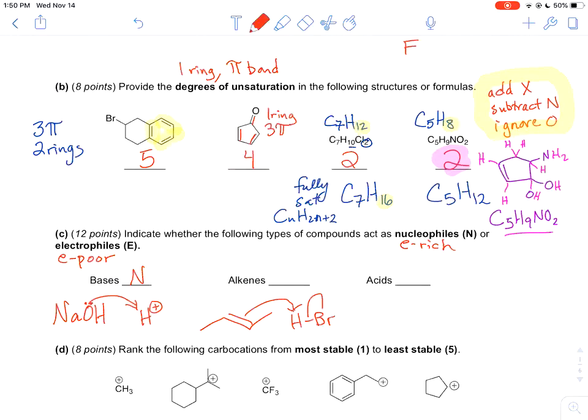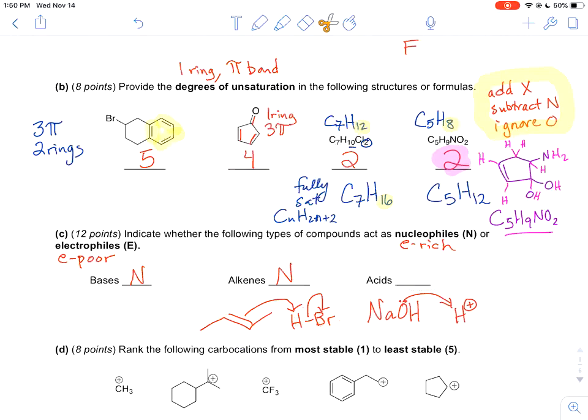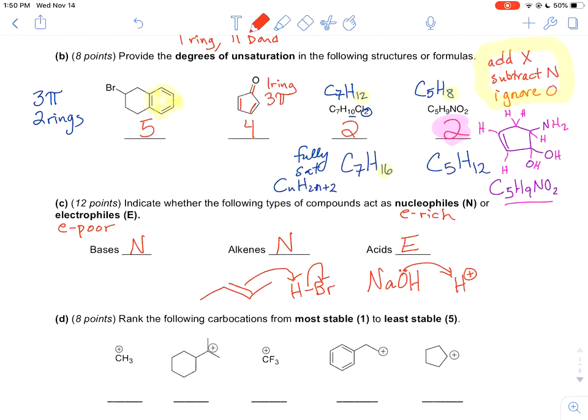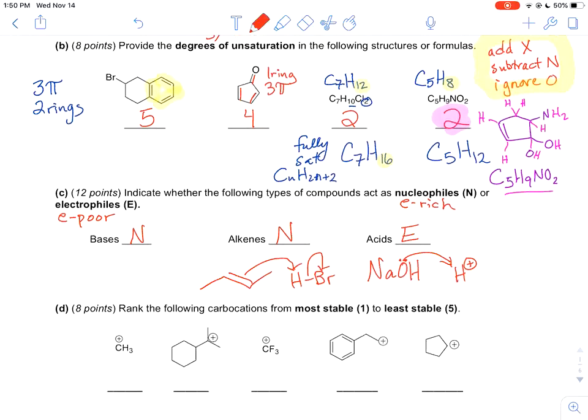We saw several examples in class where an alkene was electron-rich and donated its electrons, in this case to the hydrogen of hydrobromic acid. So we see that the alkene is also a nucleophile. In the example earlier, we saw that this acid, the thing with the proton, was accepting electrons, so it must have been electron deficient, or an E for electrophile. And then the last example down here, we want to figure out what's the most and the least stable carbocation.